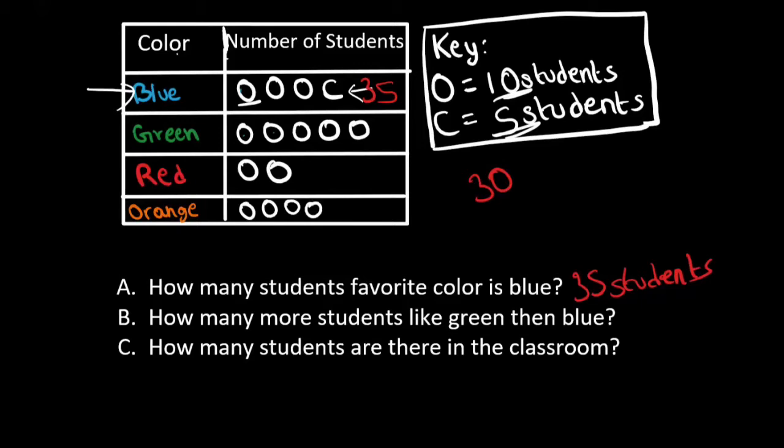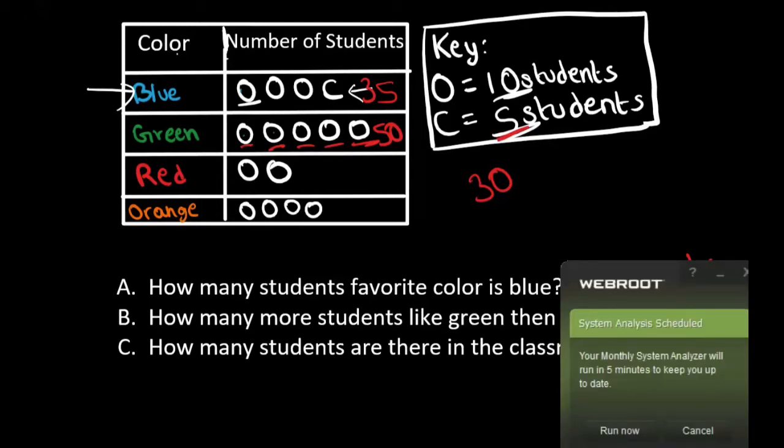How many more students like green than blue? We found that 35 students like blue, so we need to figure out how many students like green, and then we can subtract 35 from that number and find the answer. There are no semicircles, so we don't have to worry about finding 5s. There's 1, 2, 3, 4, 5 complete circles, so we multiply 5 by 10. 5 times 10 is 50. That means there are 50 students who like the color green.